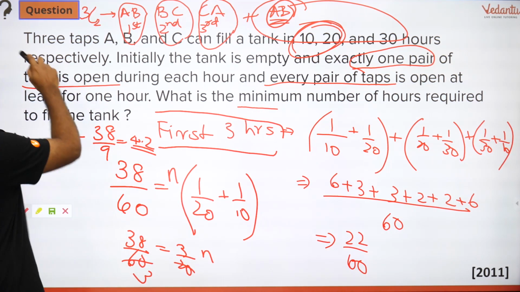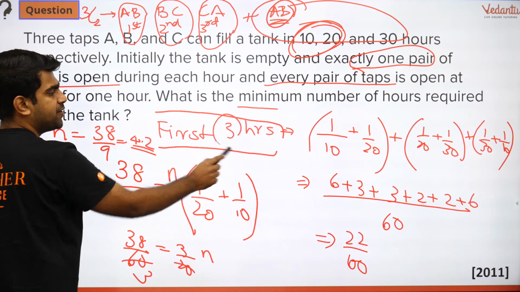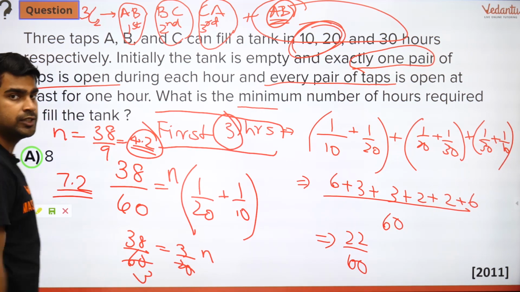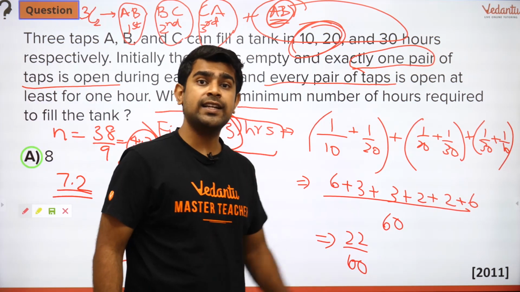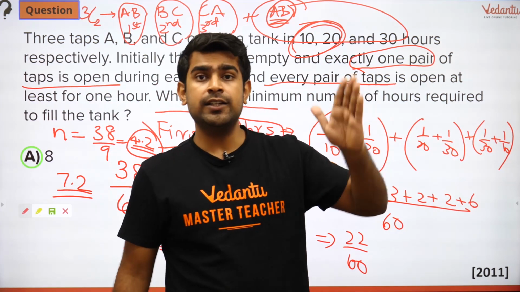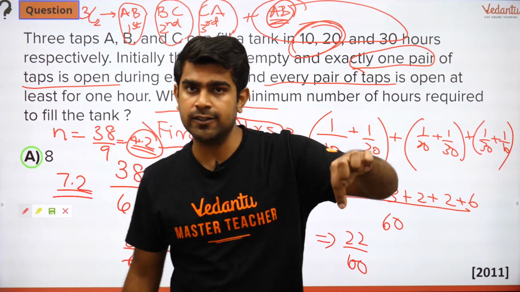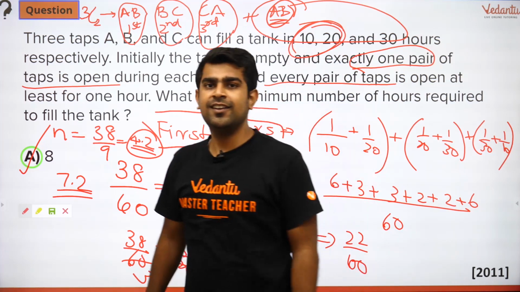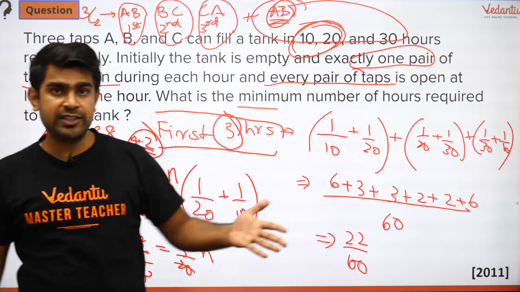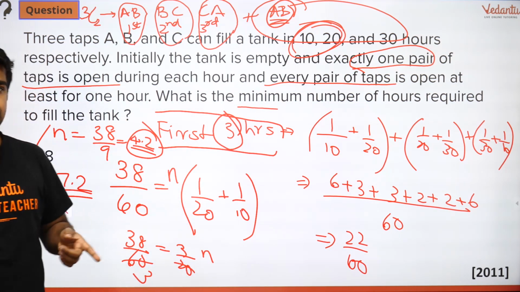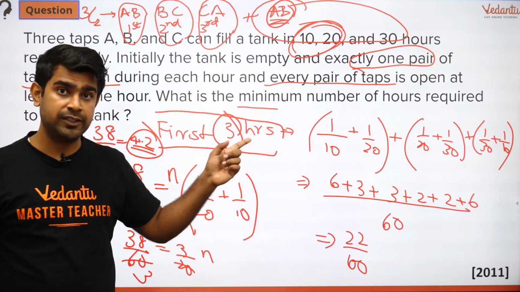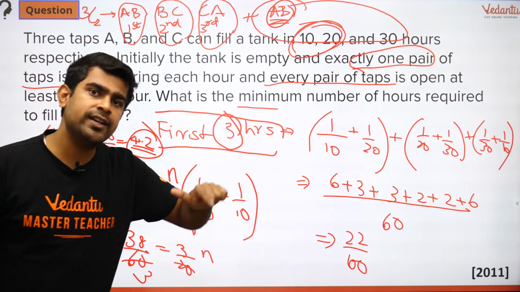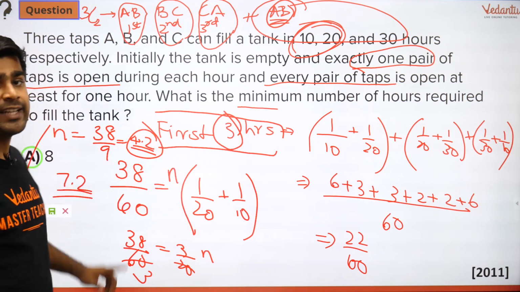So already 3 hours is used, and then 4.2 hours. So totally 7.2 hours. So 7.2 hours means what? After the 7th hour, that means it is in the 8th hour. So totally it will take 8 hours to fill the tank. That's the answer. Because it is after the 7th hour, right? I can't say 7. 7 is wrong, because till 7, it is not completely filled. But at some point in the 8th hour, it is going to be fully filled. So that is my right answer, guys.